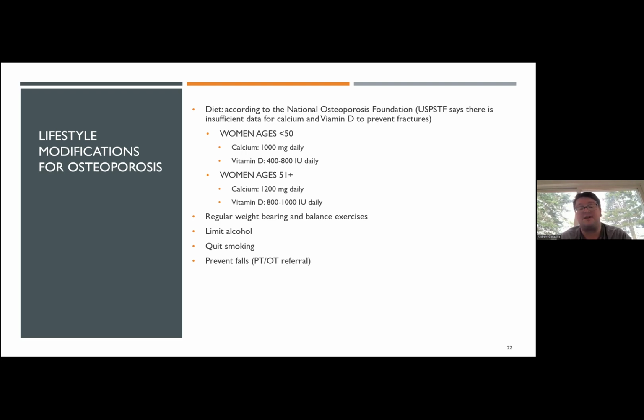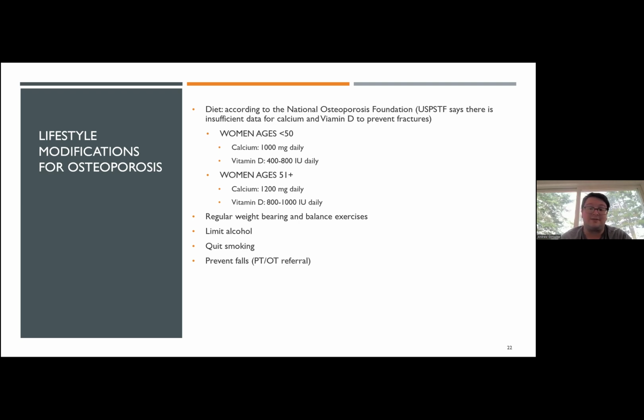And women above the age of 51, 1,200 milligrams of calcium and 800 to 1,000 IU of daily vitamin D. If you're making your AVS and you want to have a one size fits all, it's okay to put 1,200 milligrams of calcium and about 800 IU of vitamin D. Nuance it, but I know the value of having a boilerplate AVS.